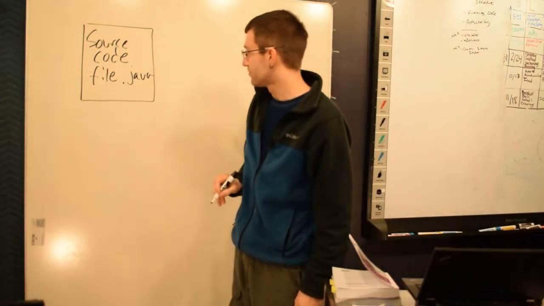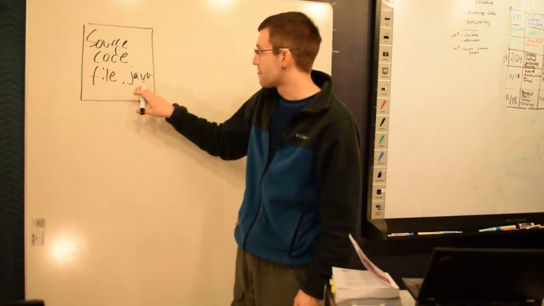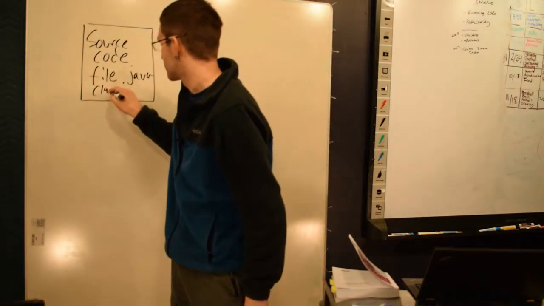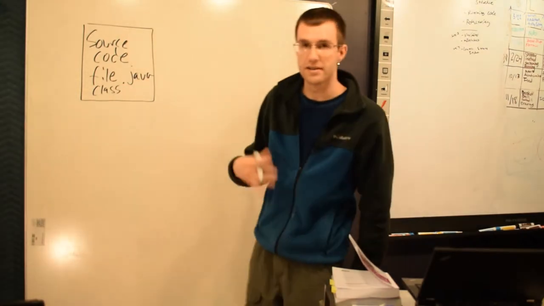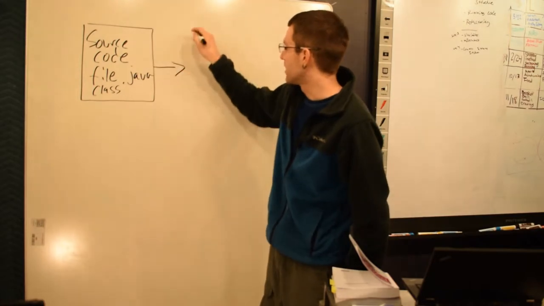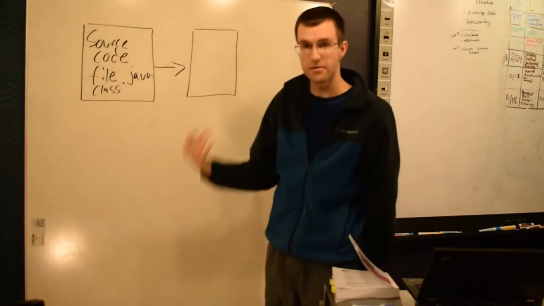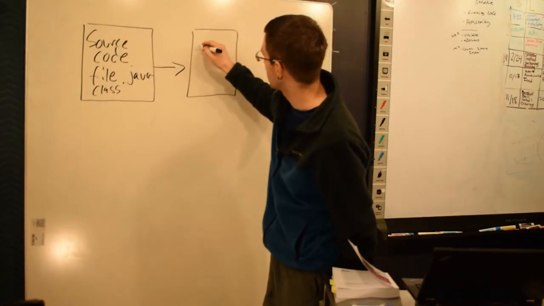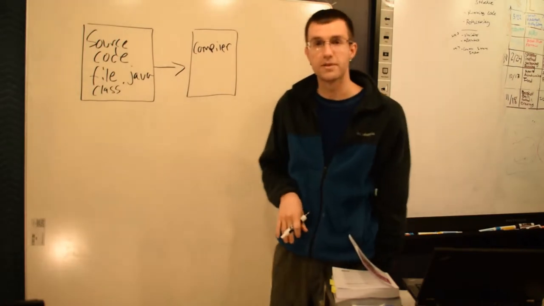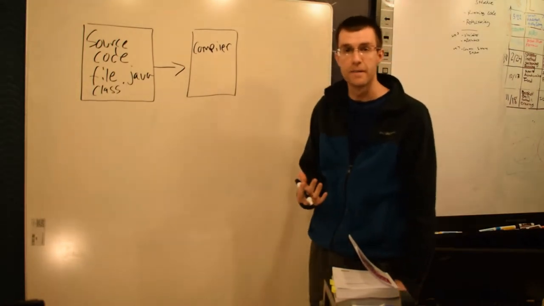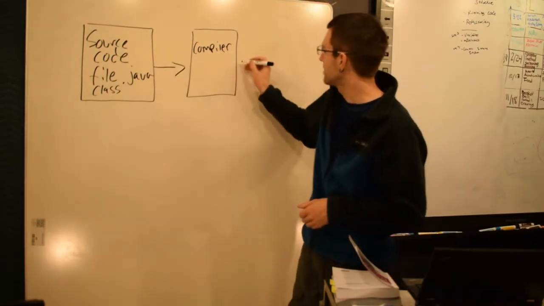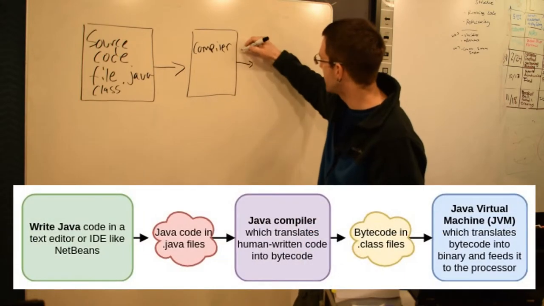So the source code lives in a .java file. In that file, we need to have a class. Like I mentioned, all Java code exists in a bundle called a class. We feed this source code file into a program, a computer program, that is called the compiler. The compiler is a program. It's actually written in the language called C that exists on your computer that knows how to read Java files, and it spits out something called bytecode.